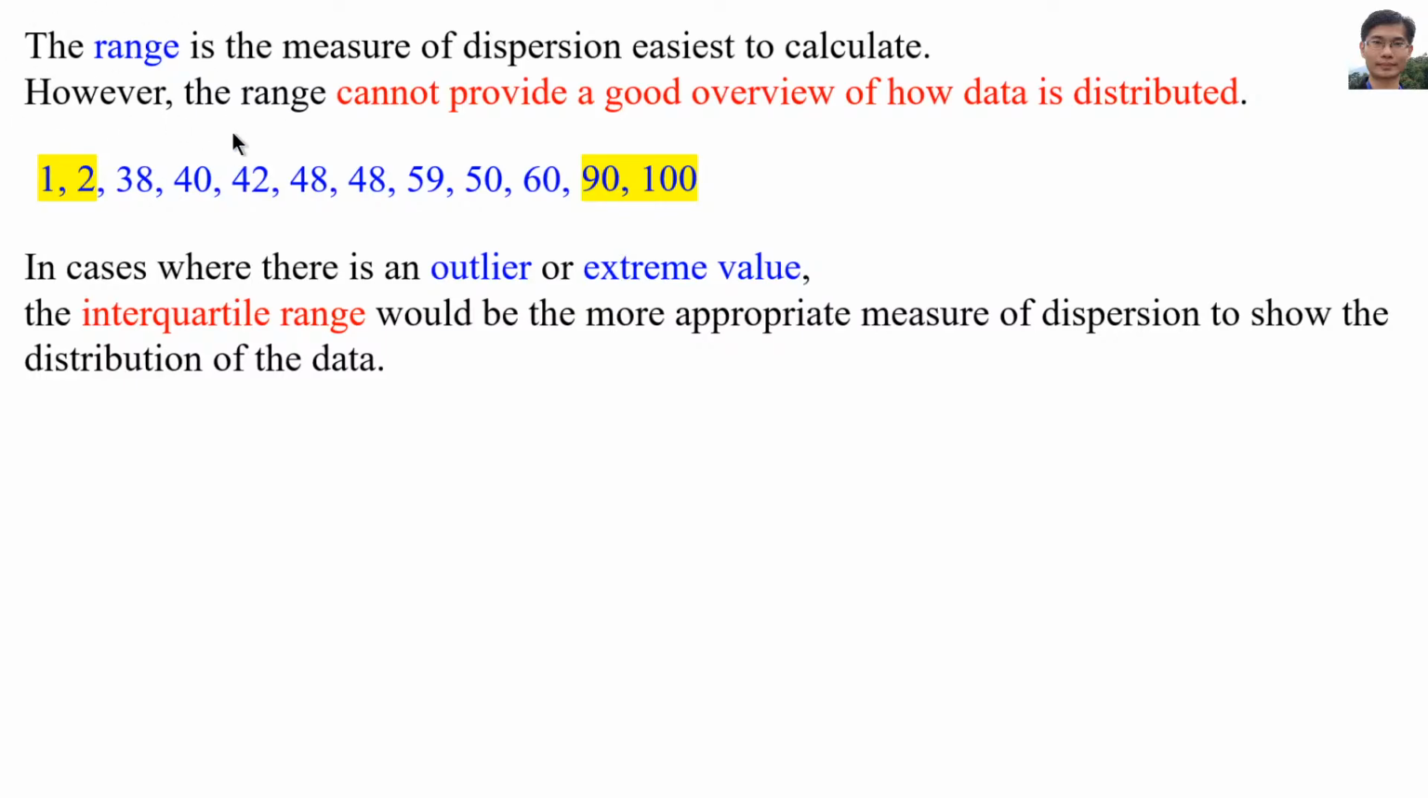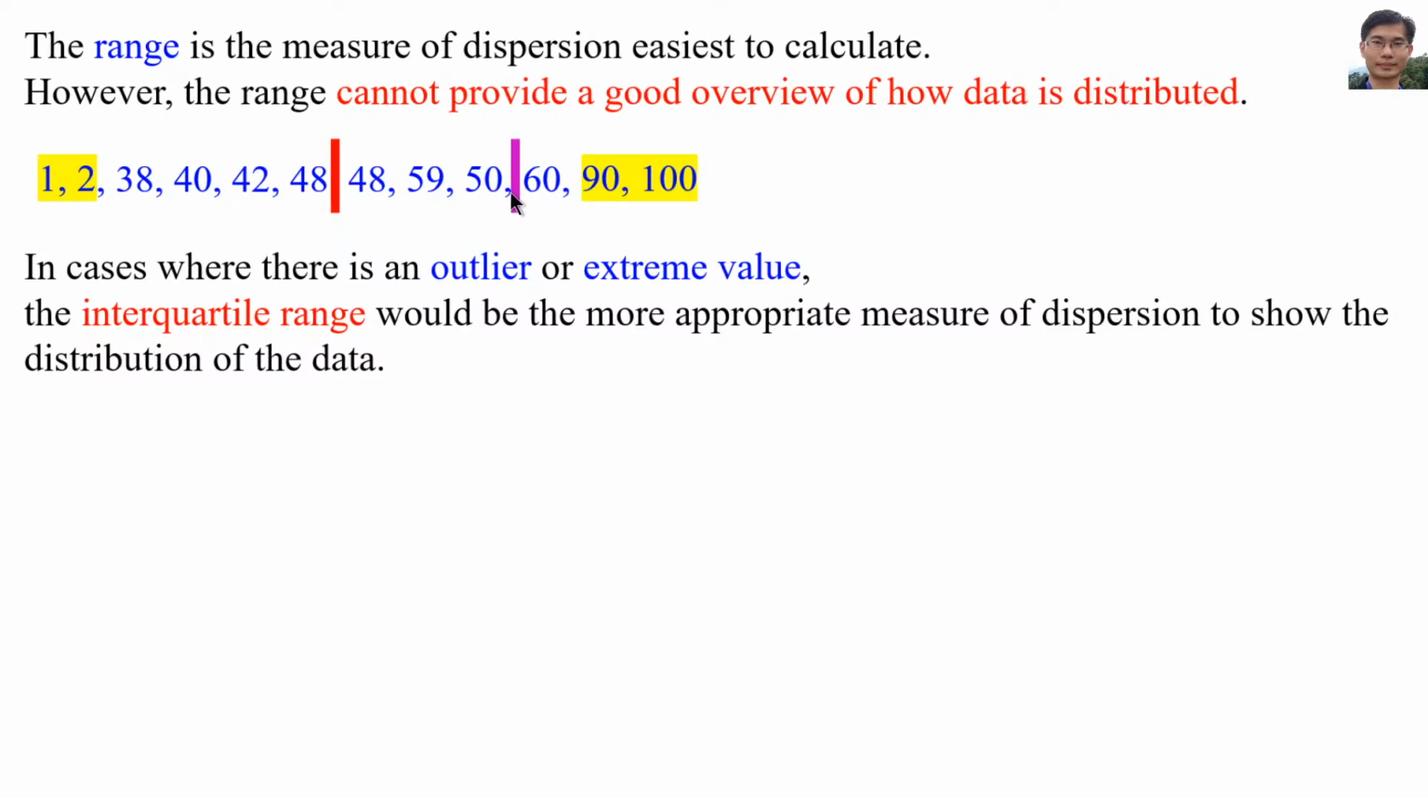Okay, for example, if we say the range for this data is 100 minus 1, that is 99. And if some people don't know the data, but we tell them that the range is 99, they may imagine that the data may be from 1 to 99. Means they don't know the dispersion of the data, how the data spread.